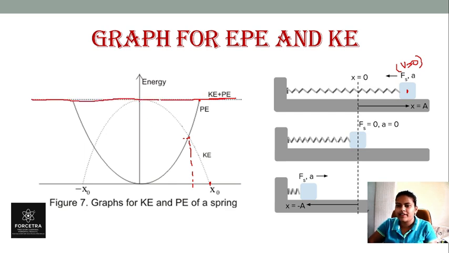And when you reach this point, when x is equal to 0, V is maximum. The force is 0, meaning the stretching is 0, so the potential energy is 0 and kinetic energy is maximum at this point. So this is how potential and kinetic energy vary, but the total energy of this spring-block system remains constant.